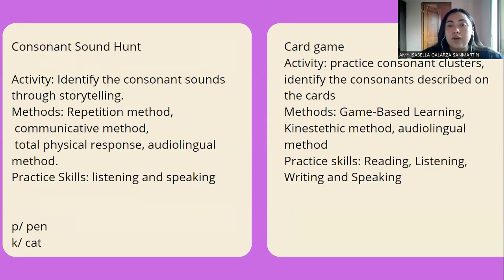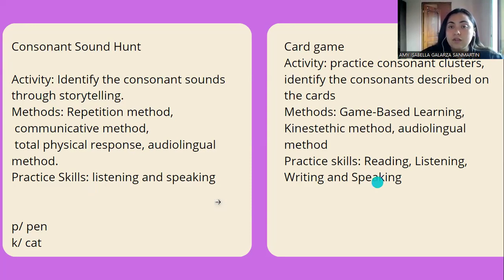And they need to find the consonant, notice it, raise their hand and say, teacher, I found, for example, here we have the consonant P, it's a spread, and say, I found a P, and it's the word pin. Or I found the K and it's the word cat. In this way, we're going to practice recognizing the consonants in the audio recording. We're going to practice listening and speaking skills.